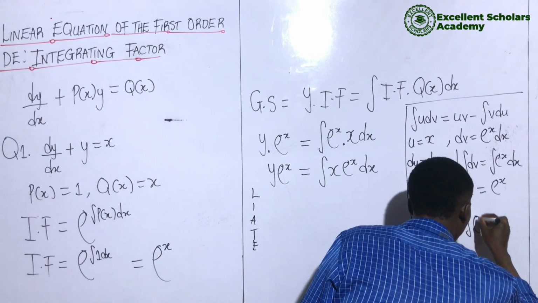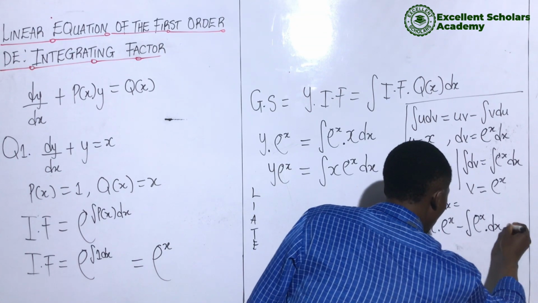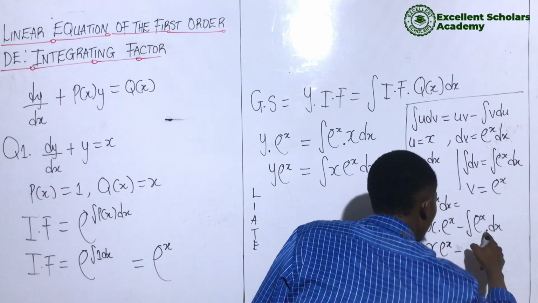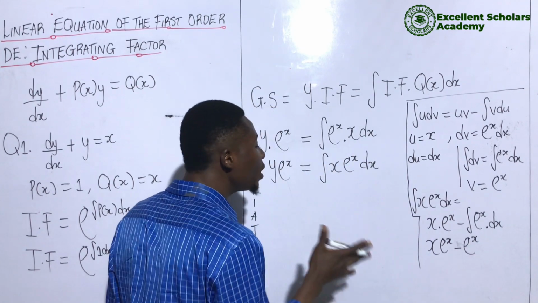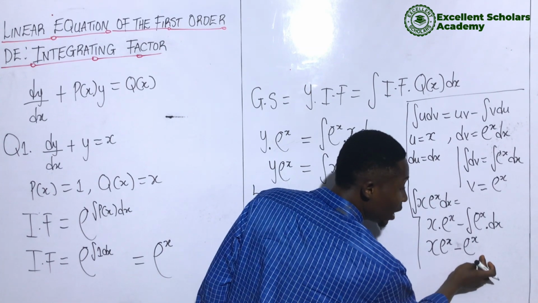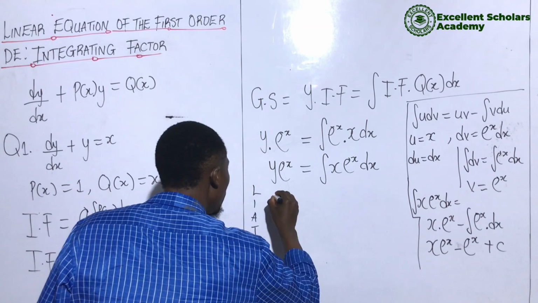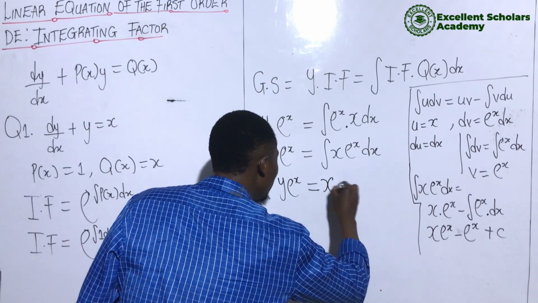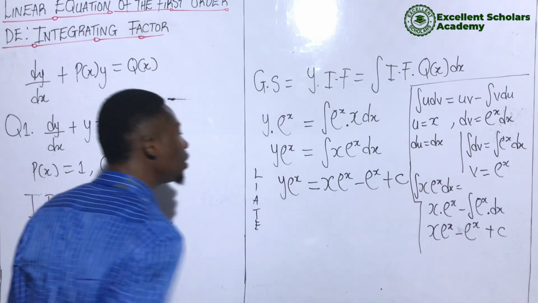Now our v is exponential x multiplied by our du is dx. So this becomes x times exponential x gives us x exponential x minus, integrate exponential x with respect to dx, you're going to have exponential x plus your constant. But one thing we have to know is that the integral of x exponential x is x exponential x minus exponential x plus a constant actually. So it becomes y exponential x is equal to, the integral of this from here is x exponential x minus exponential x plus your constant of integration.